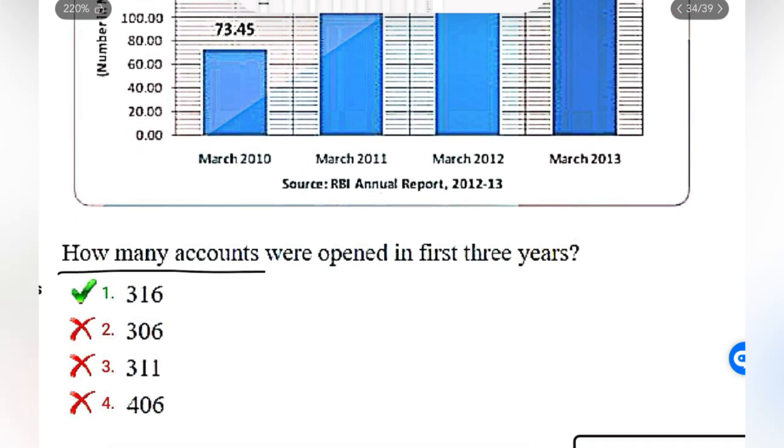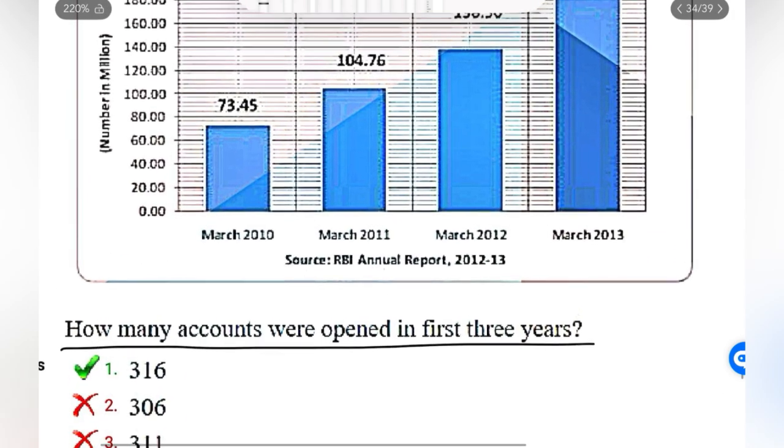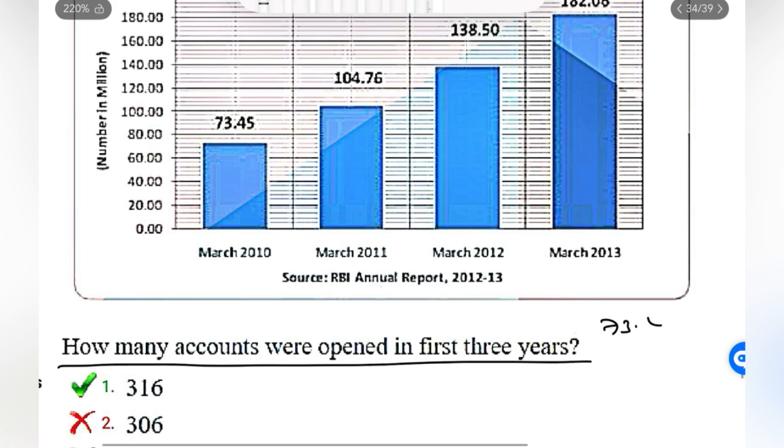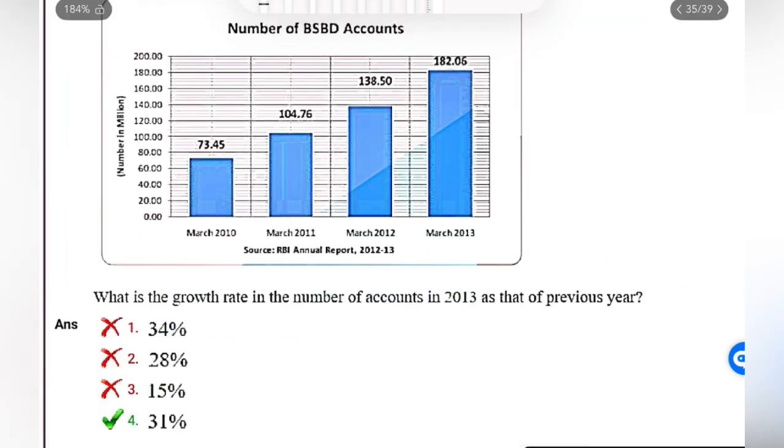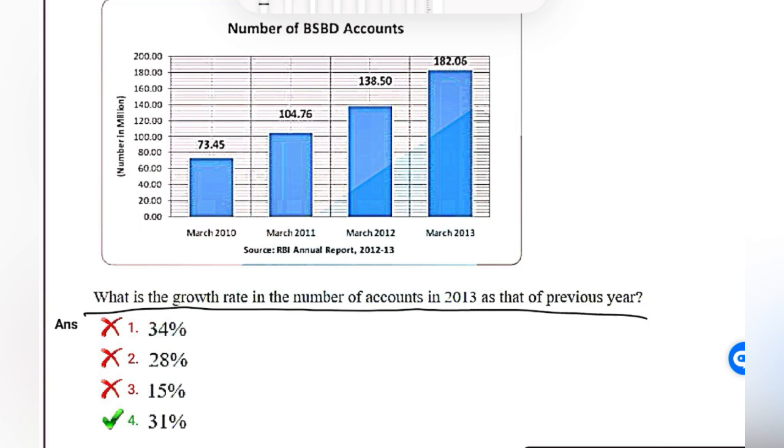How many accounts were opened in the first 3 years? It is 73.45, 104.76 and 138.50, which is 316.71. Approximately 316. What is the growth rate in the number of accounts in 2013 as that of previous year?